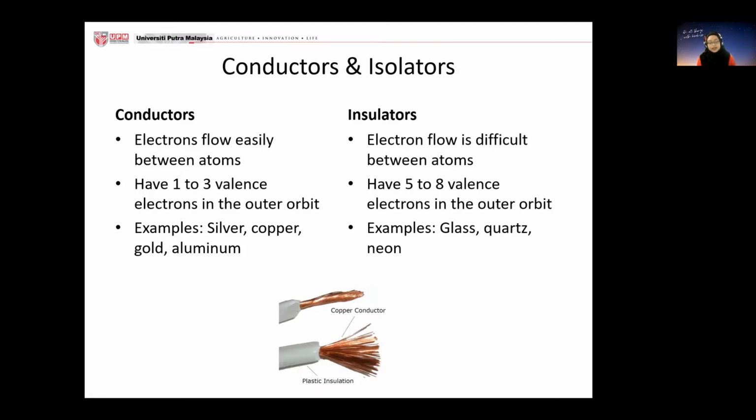Whereas if you have 5 to 8 valence electrons, that makes it an insulator. Usually, if we're talking about electricity, these two work in tandem. There's always going to be both, because if you look at wires, there are conductors that transfer the electron, and then you have your insulation to make sure that electron doesn't move elsewhere rather than in the direction of the wire.